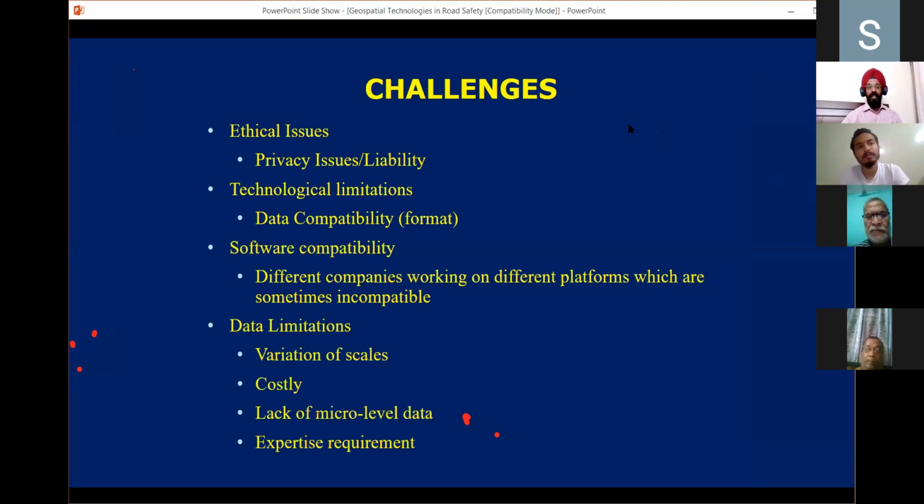Data limitations, variation of scales, data is costly, lack of micro level data, expertise requirement. So there are a number of challenges, but yes, technology is evolving. We are also learning, we are also evolving, and we must use these things nowadays. We have to start. You must be surprised that I got 2 or 3 projects of NHI also. And I got one GIS mapping project also of some other company.